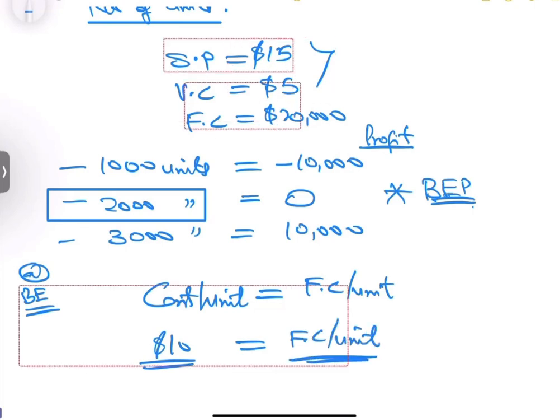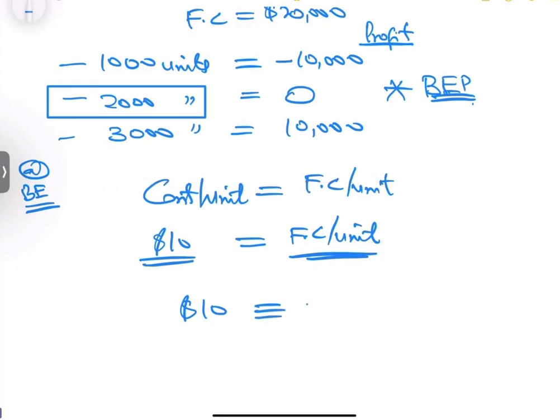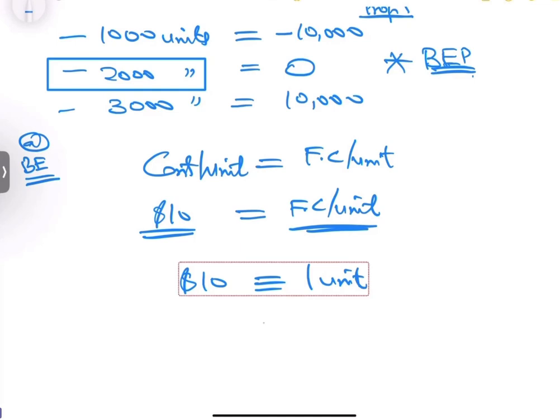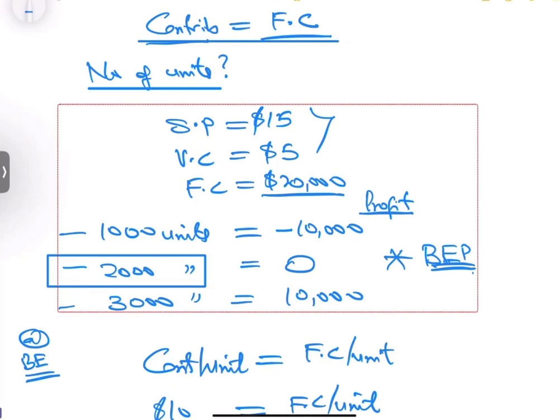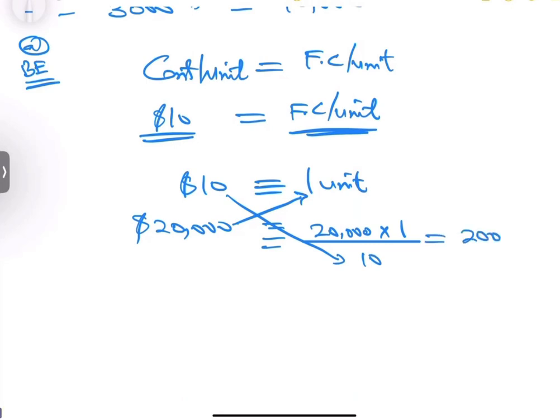So that means we know the fixed cost for 1 unit. The fixed cost for 1 unit is $10. The question is, how many units here will give us fixed cost of 20,000? So I have 20,000 here. How many units will give me 20,000? So that means I have to cross multiply: 20,000 multiplied by 1, then divided by 10. And that is the 2,000 units that you got.